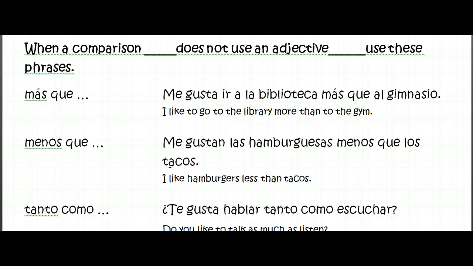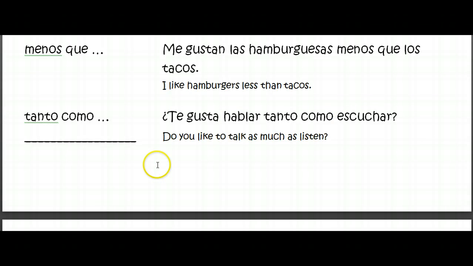Me gustan las hamburguesas menos que los tacos. I like hamburgers less than tacos. And then tanto como, it looks kind of like tan como, but it's got that "to" at the end, and this means as much as. So do you like to do something as much as you like to listen? So te gusta hablar tanto como escuchar. So as much as. Again, these three do not use adjectives with them.